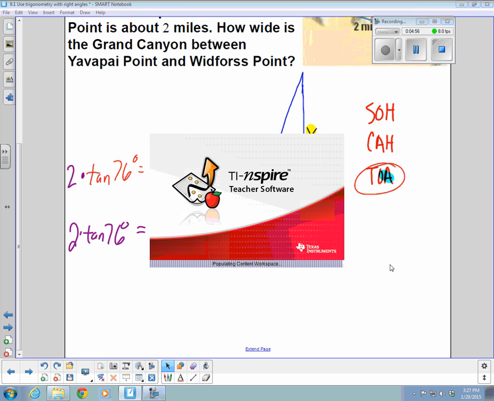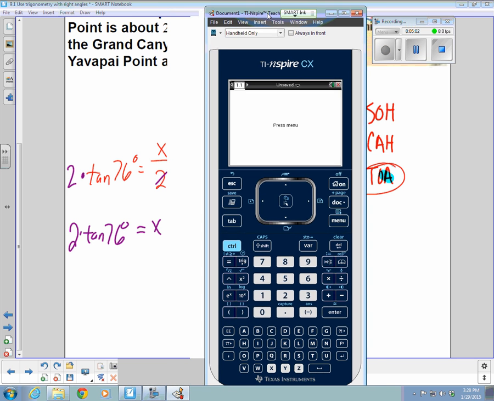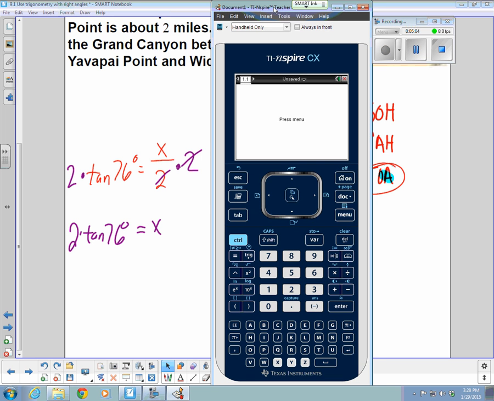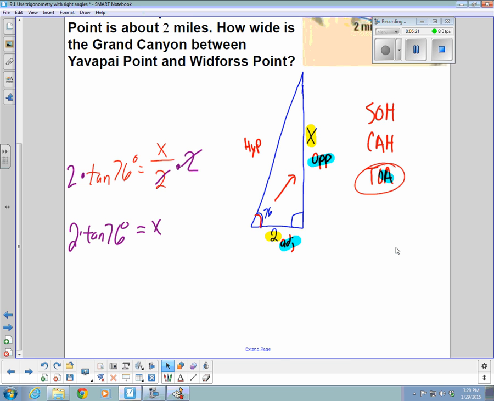Okay, I got it up. So here we go, I'm going to type this in. In case you forgot how to type this in, get to a calculating screen: 2 times tangent 76 degrees. Enter. There you go. 8.02. So we'll just call it about 8. So x is approximately 8 miles.